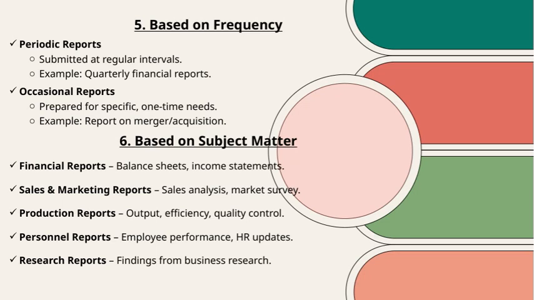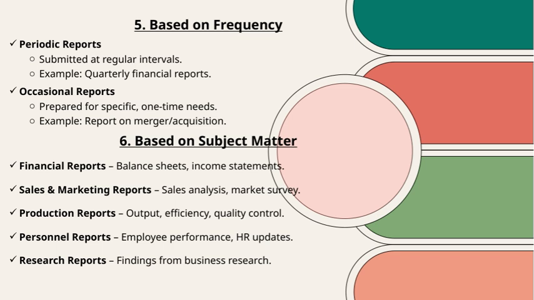Let's take a closer look at how reports can be categorized based on their frequency of submission. First, we have periodic reports, which are submitted at regular intervals. An example of this would be quarterly financial reports, which help us track the company's financial health consistently throughout the year. On the other hand, there are occasional reports prepared for specific one-time needs. For instance, a report on a merger or acquisition is prepared when such a significant event occurs, and it's not part of a regular reporting schedule.